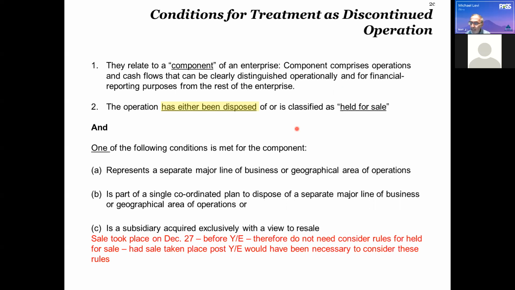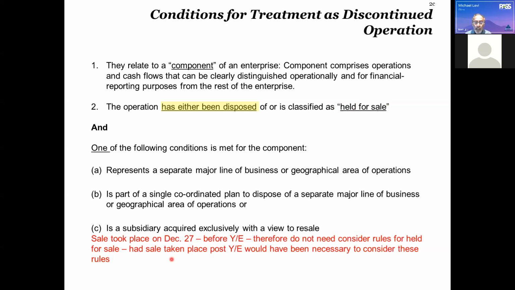Notice, guys, that in order to have a discontinued operation, either you dispose of the operation before the end of the period, or as at the end of the period, the operation qualifies as held for sale. One of those two conditions must be met. Now, in our particular case, we don't have to worry about whether the operation qualified as held for sale at the end of the period, because the disposal took place prior to year end. Year end is December 31st, and the sale took place December 27th.